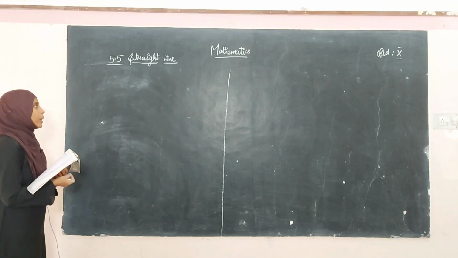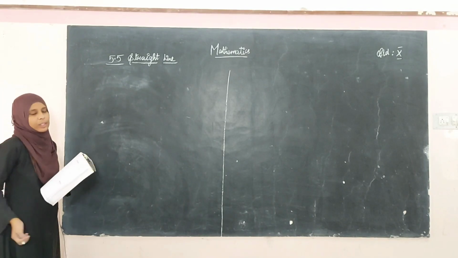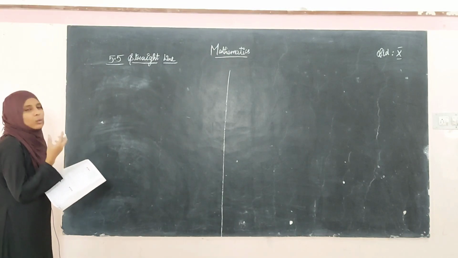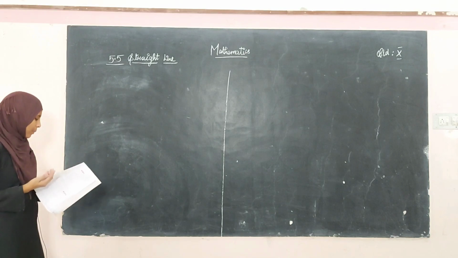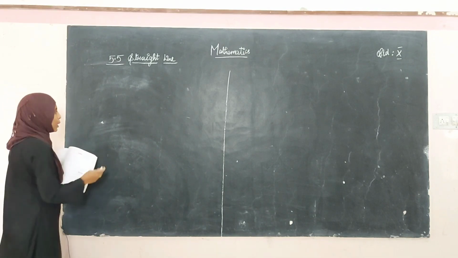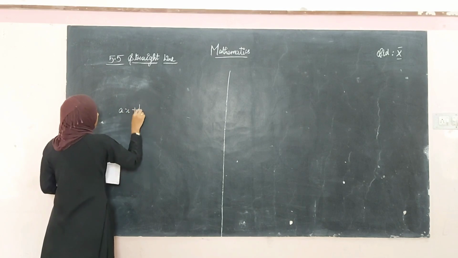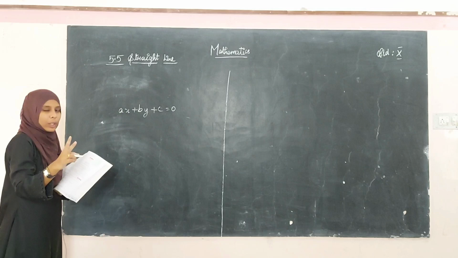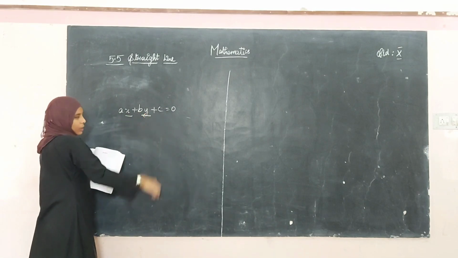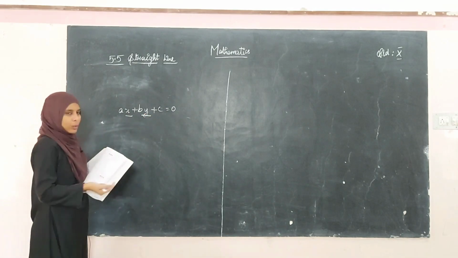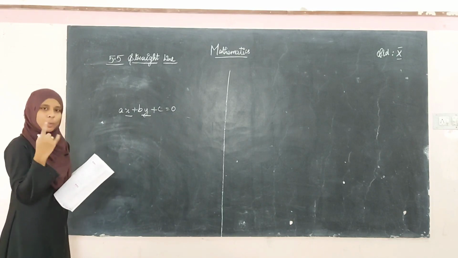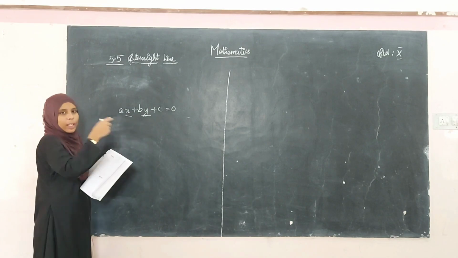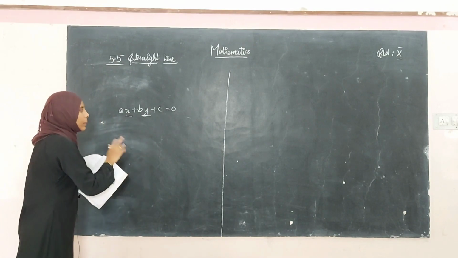So in today's class we are going to see the new subdivision, that is 5.5 straight lines. We are going to see about straight lines and the things involved to make an equation of a straight line. Okay, so a straight line will be in the format of ax plus by plus c is equal to 0. Here there will be two variables, x and y. It will be of degree 1 only, so it will not have x square or y square. A straight line is x plus y equal to 1 or some value. This will be a straight line.